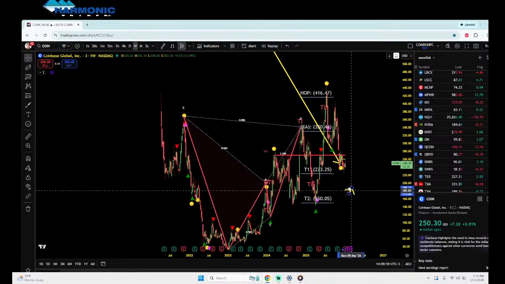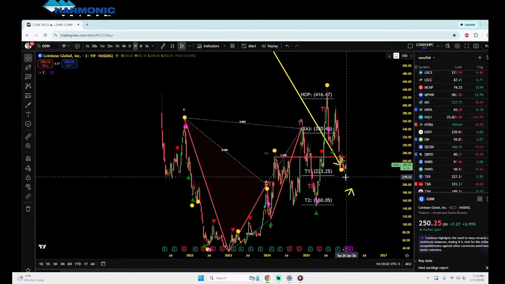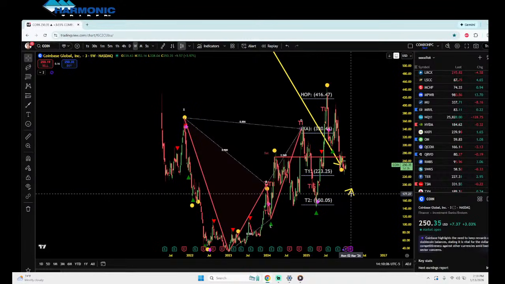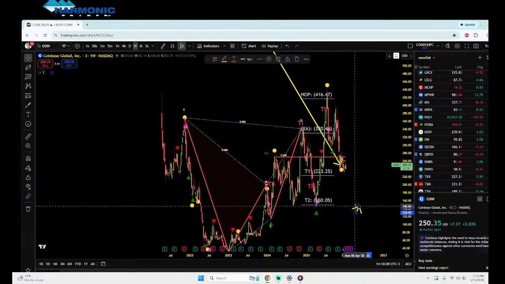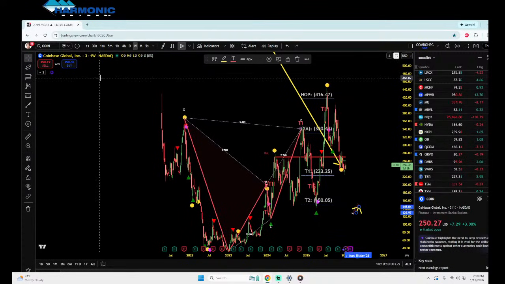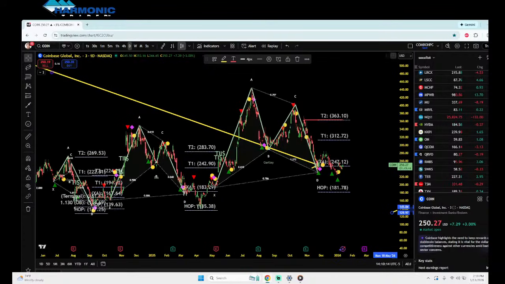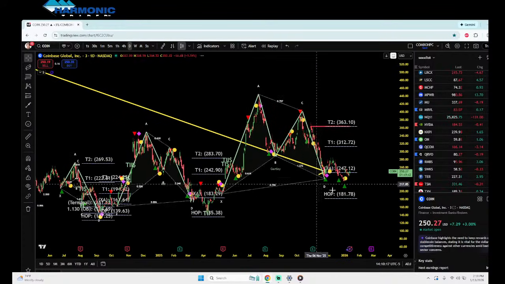Because I'm watching Coinbase. You break under these lows and 223, I think it already failed. But I'm still thinking Coinbase goes to 150. It's just taking its time to get there, and I've been saying that for a while. Now we have the Gartley on the daily. That is the one thing I'm watching.